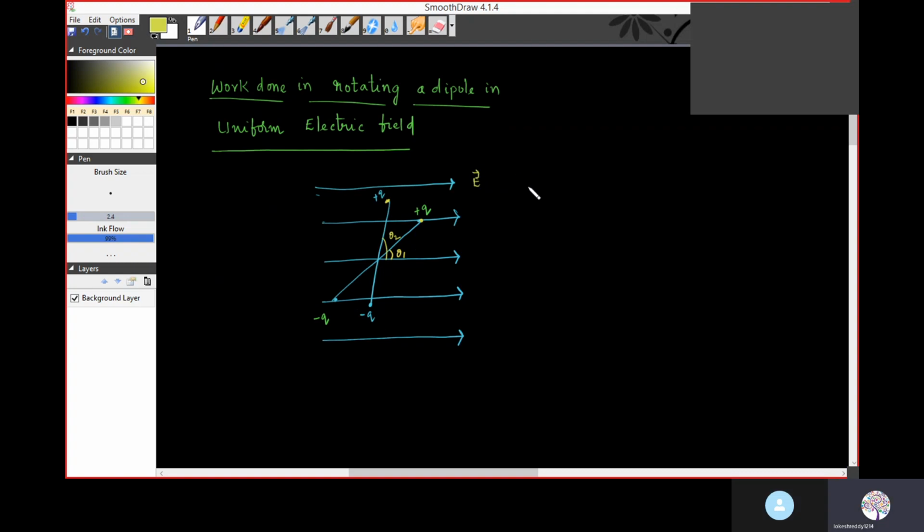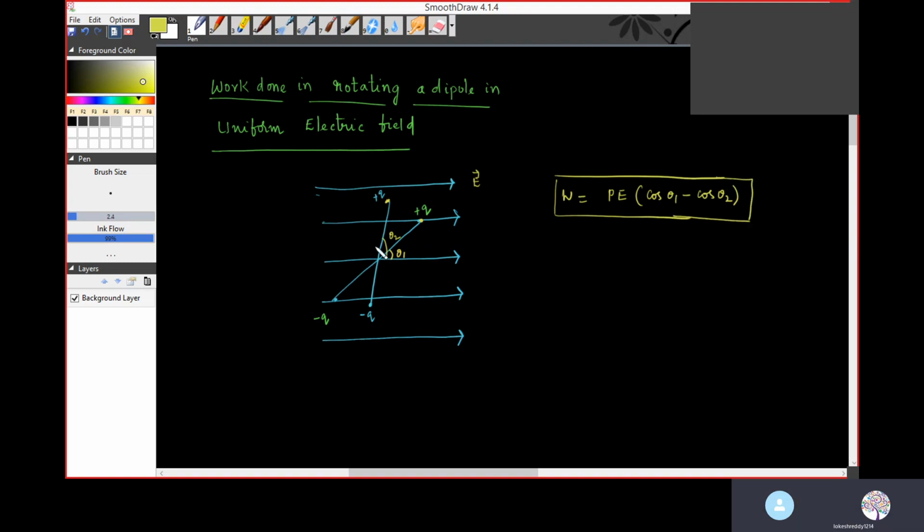Then the work done by you is equal to PE into cos theta 1 minus cos theta 2. So this is the formula. Work done is equal to PE into cos theta 1 minus cos theta 2.